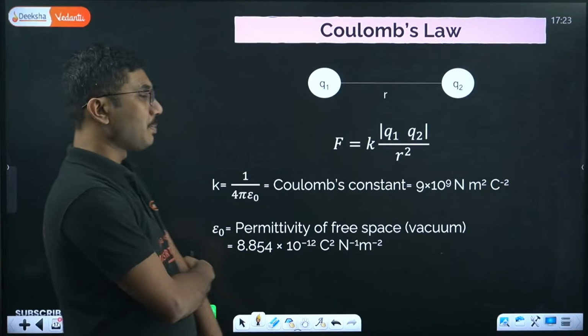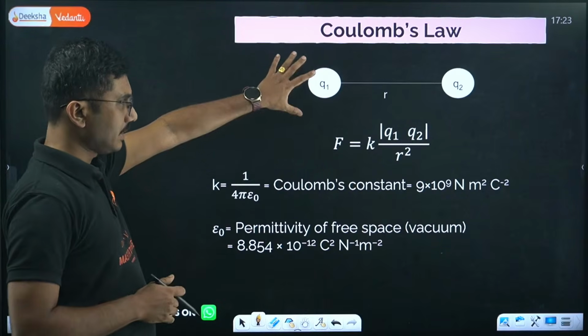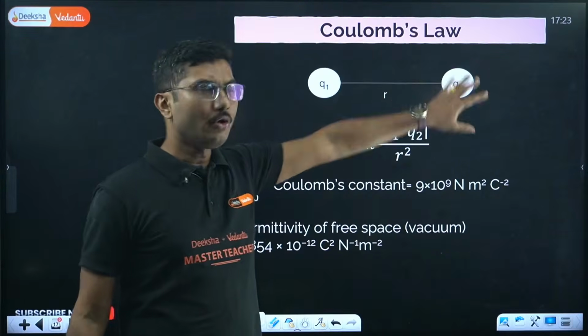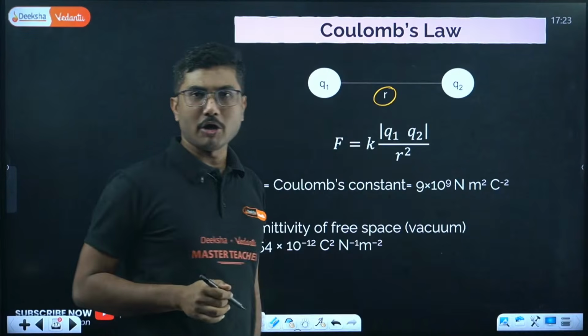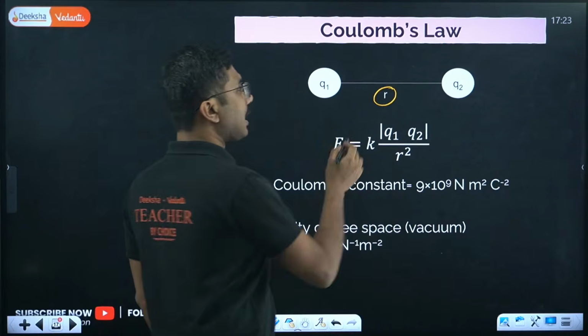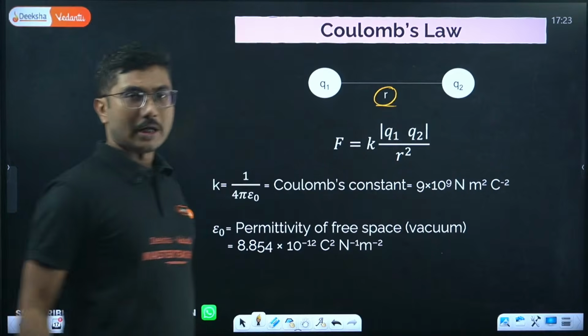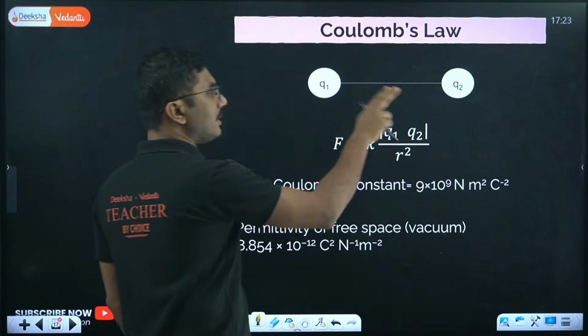Next is the explanation of Coulomb's law. Here we have two charges, Q1 and Q2, and they are separated by a small distance r. So what will be the force between these two charges?